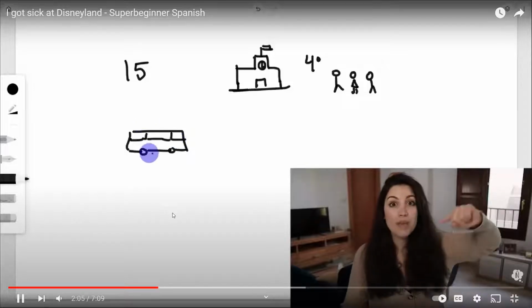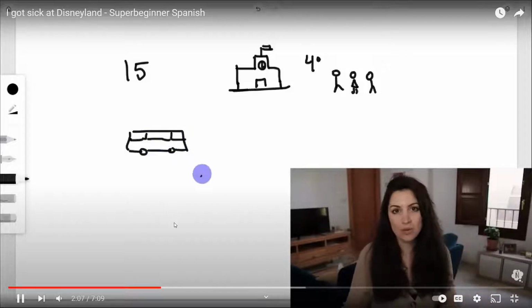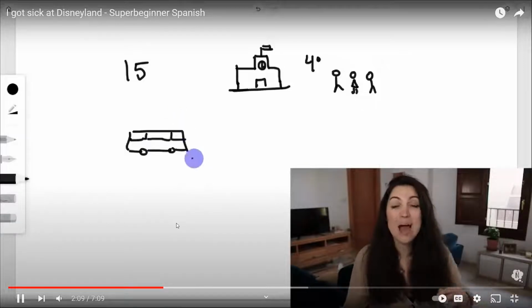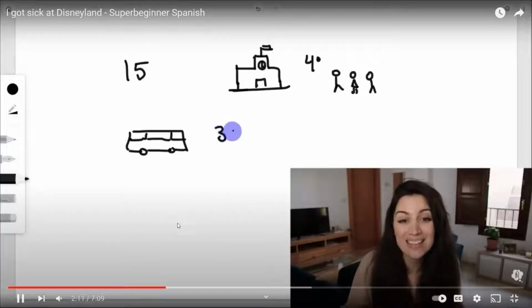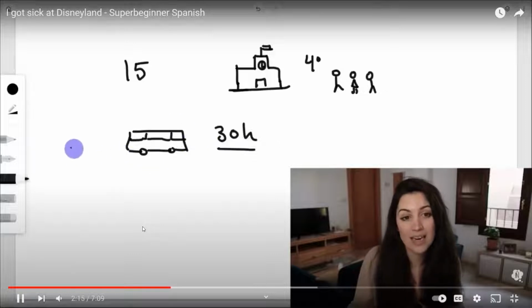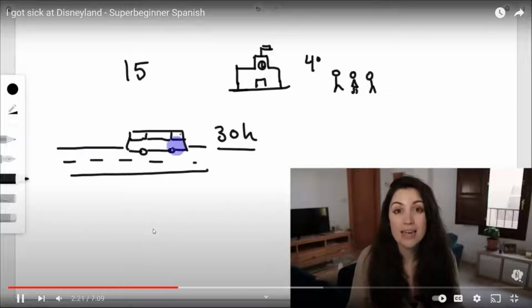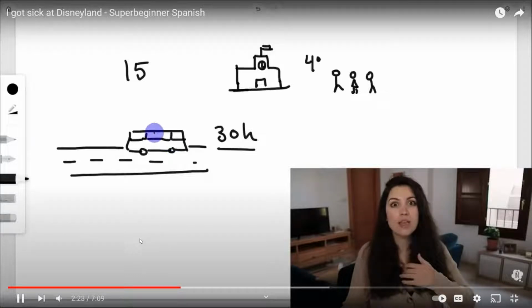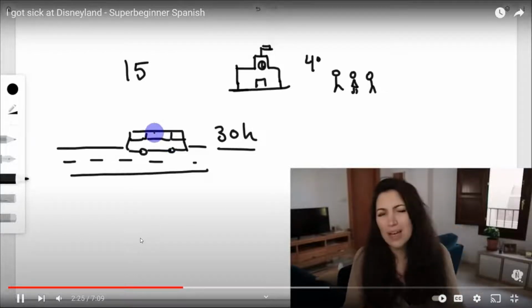Not that the kids did it every year, but we made this trip on a bus. Es un viaje muy largo. It's a really long trip. Un viaje en autobús de 30 horas. It's a 30-hour trip. I don't even want to think about a field trip for 30 hours with kids. God, 15 years old. 30 horas en autobús. 30 horas en la carretera. 30 hours on the road. Yo estaba muy cansada. Estaba muy cansada.